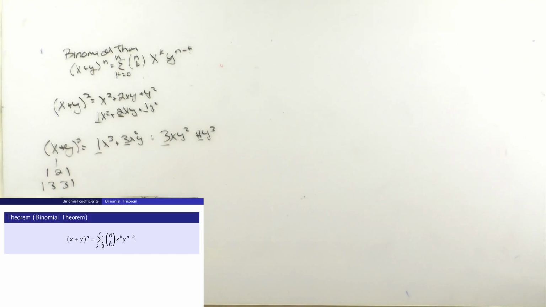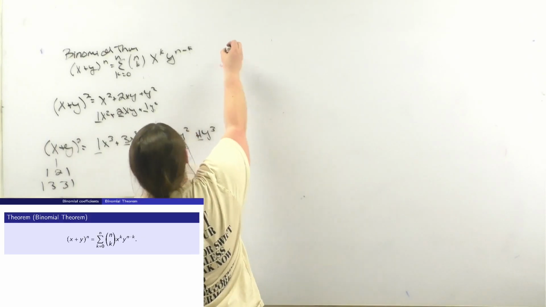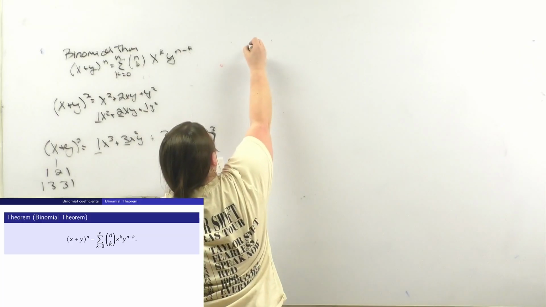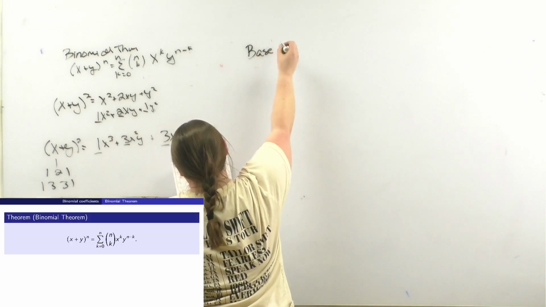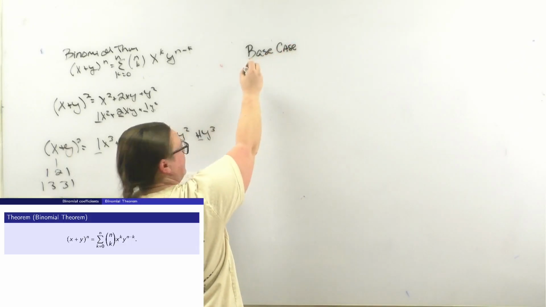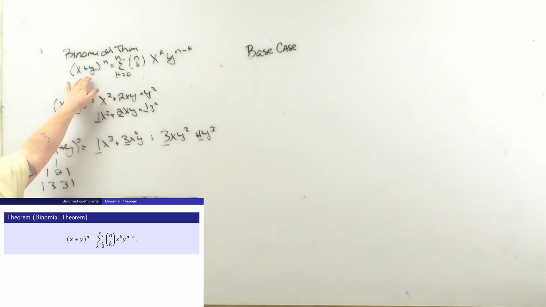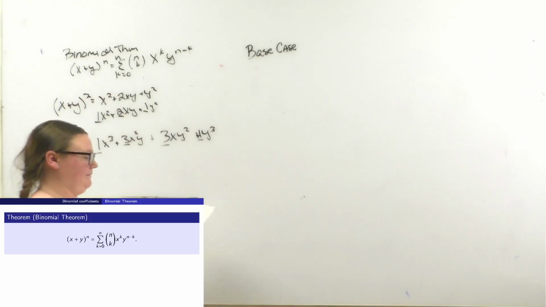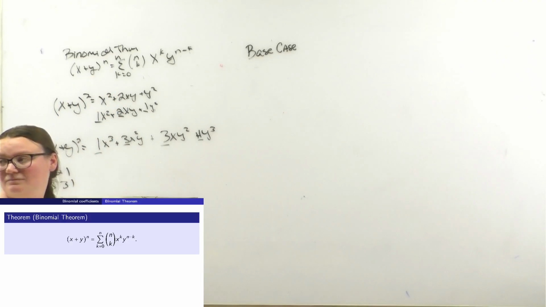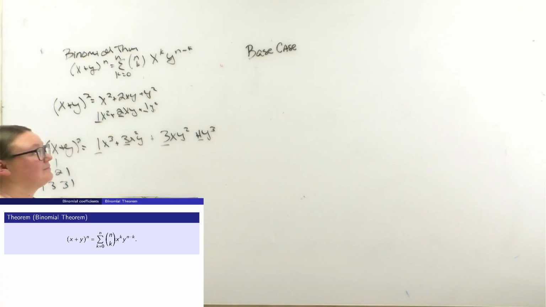So why does this work? We're going to show it with induction. I'm going to go with my base case of, what do you think you want it to be? I'm going to go with 1. I mean, if it was 0, what would I have over here? I guess you raise every x and y to the 0th power.